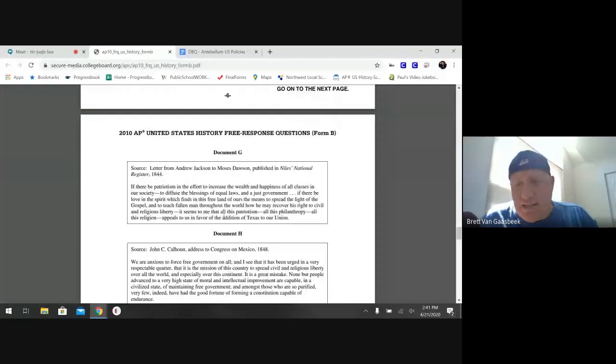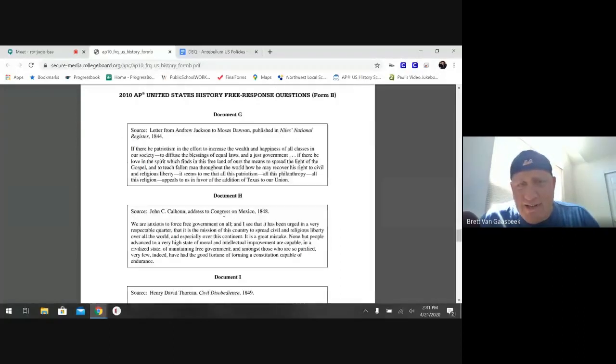Document G, letter from Andrew Jackson to Moses Dawson, published in Niles National Register, 1844. Okay, so Jackson, who is no longer president at this point, is going to be writing this. If there be patriotism in the effort to increase the wealth and happiness of all classes in our society, to diffuse the blessings of equal laws and just government, if there be love in the spirit which finds in this free land of ours the means to spread the light of gospel and to teach fallen men throughout the world how he may recover his right to civil and religious liberty, it seems to me that all this patriotism, all this philanthropy, all this religion appeals to us in favor of the addition of Texas to our union.